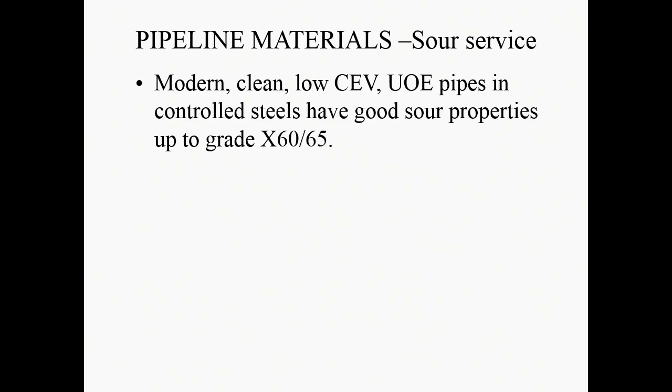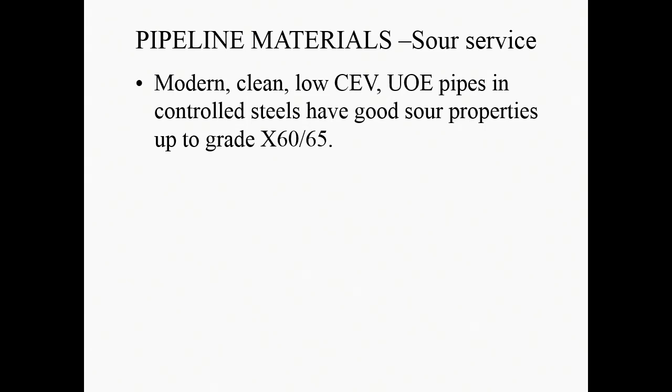So for sour service, so we're talking about H2S containing systems. We have low carbon equivalent clean steels with not many inclusions in them. A clean steel means the inclusions have been reduced. You can put a cyclone, a bit like a Dyson vacuum cleaner, in the melt, and you could get rid of some of these particles simply by the fact that they are lower density than the metal.